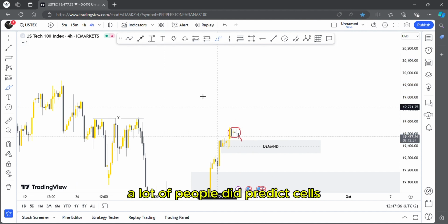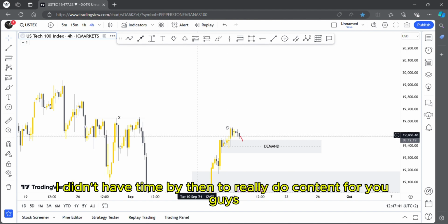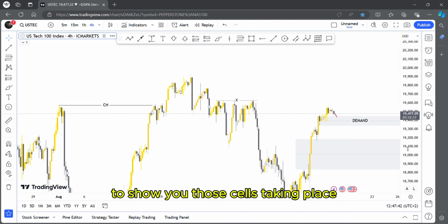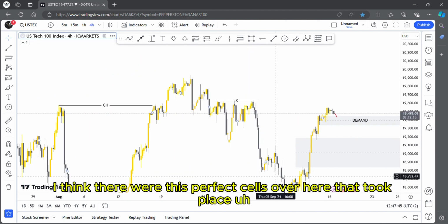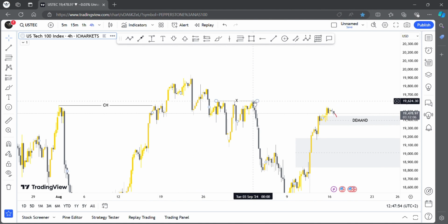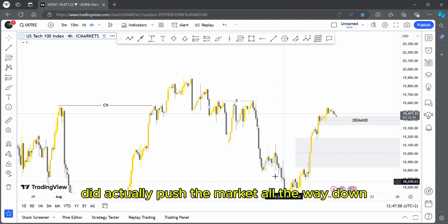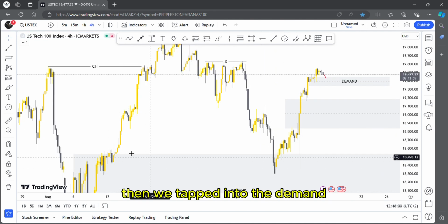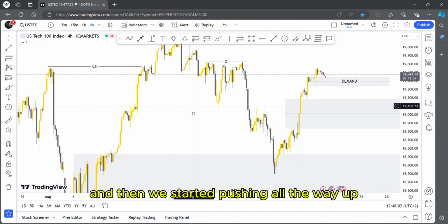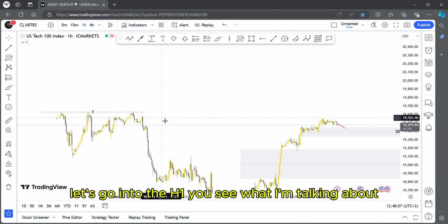A lot of people did predict sales. I didn't have time by then to do content for you guys to show you those sales taking place last week. I think there were perfect sales over here. It did use this fair value gap here to sell, as you can see. So this fair value gap from August did push the market all the way down, and then we tapped into a demand, and then we started pushing all the way up. Let's go into the H1. You see what I'm talking about.